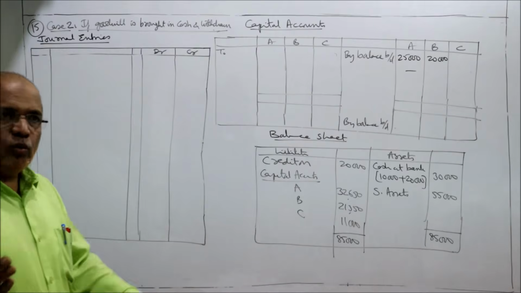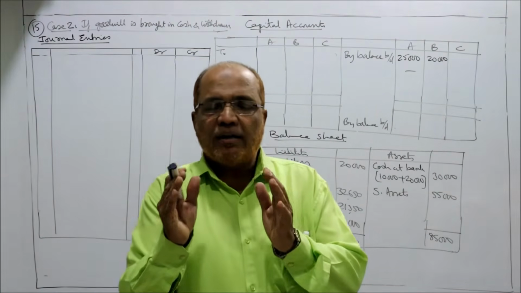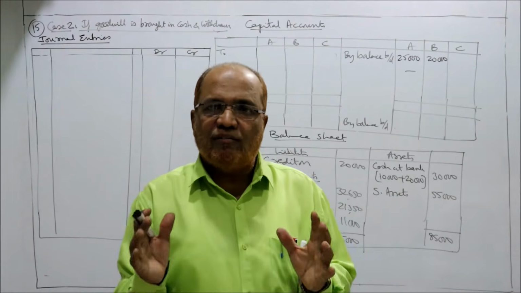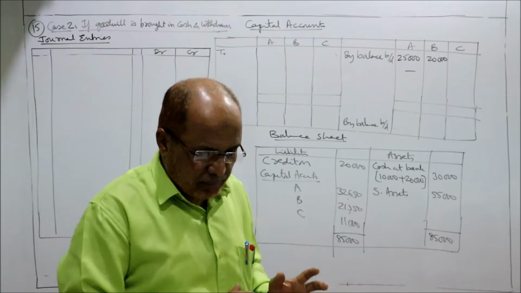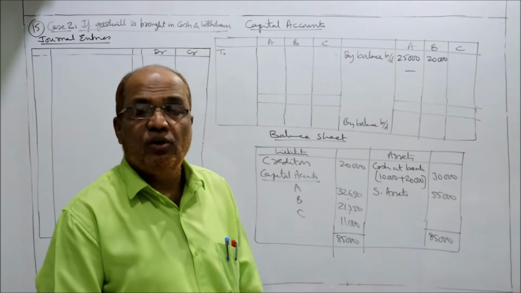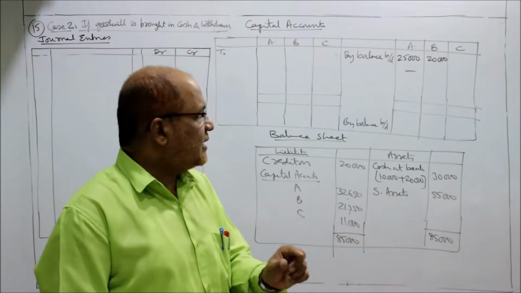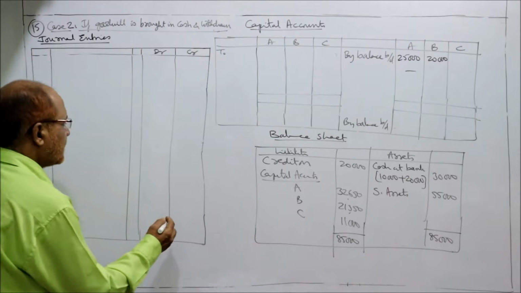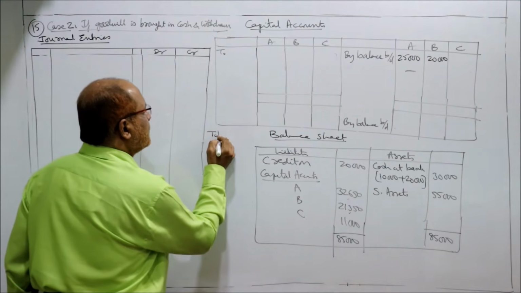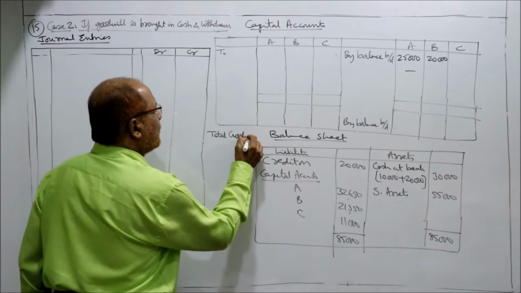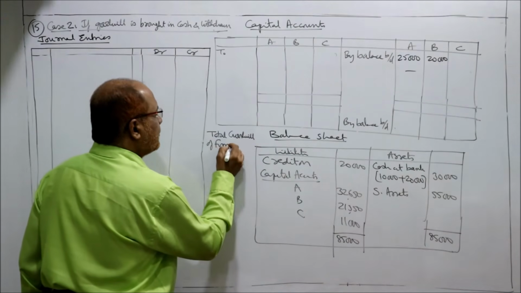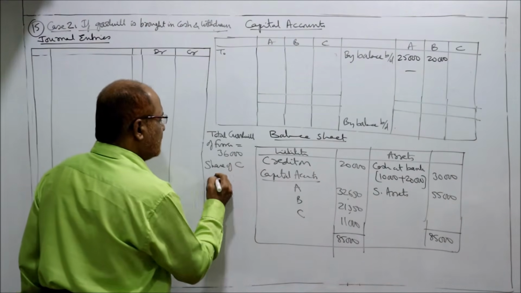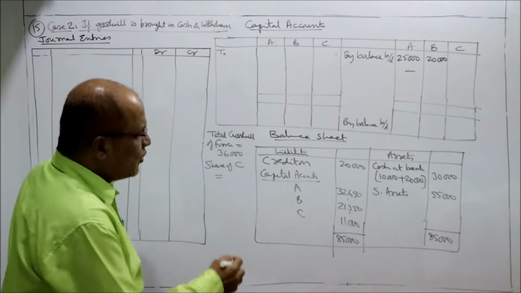First of all, when goodwill is brought in cash, partner C will bring cash only for his share of goodwill. The total goodwill of the firm is 36,000. But his share in the business is how much? What is the profit sharing ratio of C? 4/16. 4/16 is the share of C. So I will write down: total goodwill of firm is equal to 36,000. Share of C is 4/16.